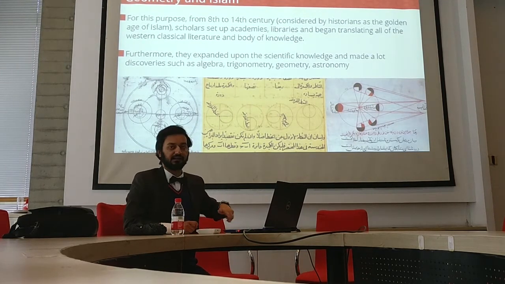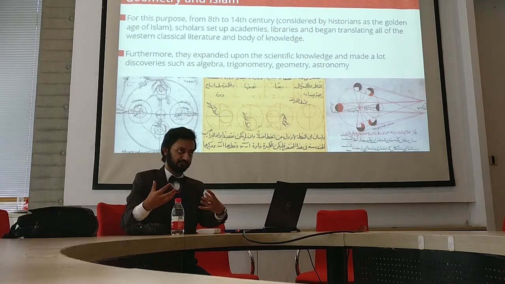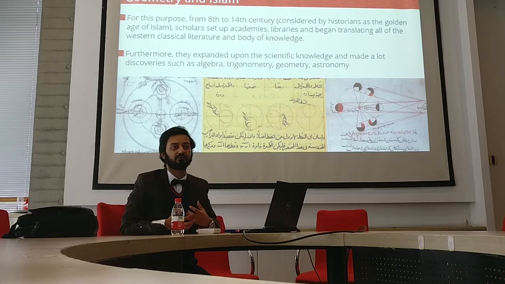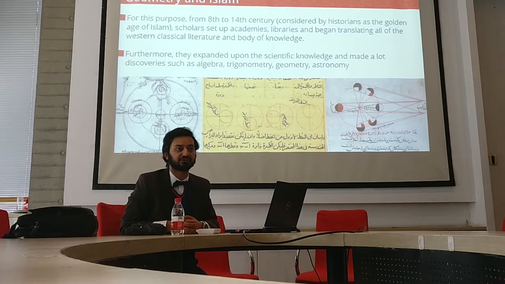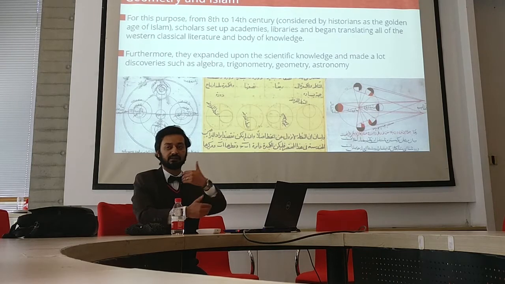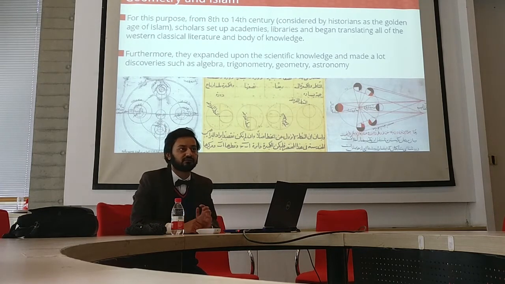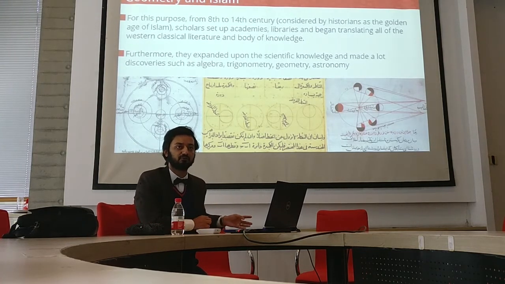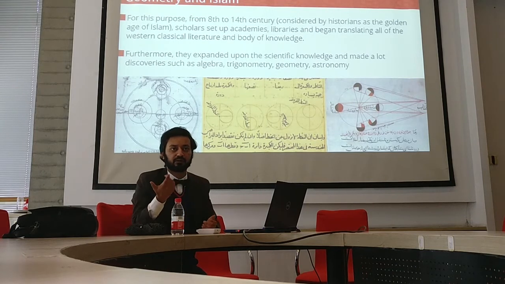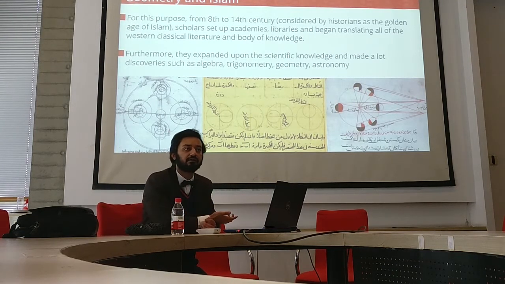So in that time period, what they had done is that they had collected all the scientific knowledge from other civilizations, especially the Greek and classical knowledge, philosophy, medicine, science, and they translated that into Arabic, and then they even started exploring more. So a lot of scientific achievements were done by Muslims in that time period. Things like surgery, and algebra is even named after an Arabic scholar.